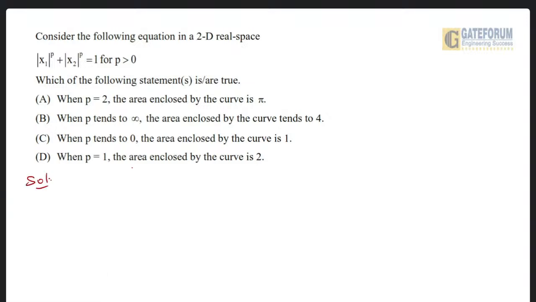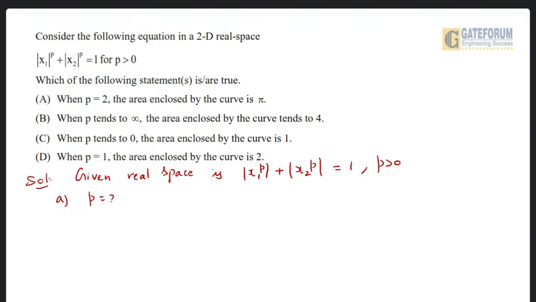let us obtain the solution by options method. Take one by one options. So given real space is mod x1 power p plus mod x2 power p is equal to 1, comma p greater than 0. What is option A given?